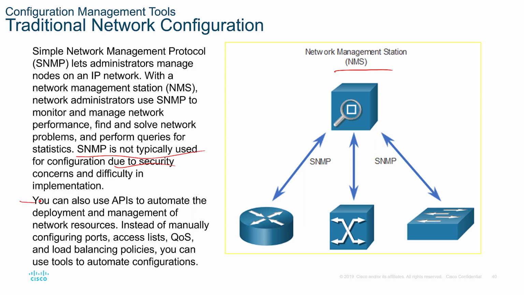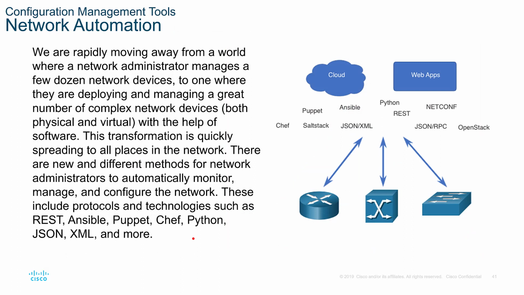You could also use APIs to automate this process. APIs to automate the deployment, the development, the management of the resources, instead of having to manually configure ports, access lists, QoSs. All of that can be done through APIs as well as part of the automated development process. Part of our network automation uses things like Chef, Puppet, Ansible, Python, RESTs, SaltStack, or JSON. All of that is used to develop and automate our code development even faster.